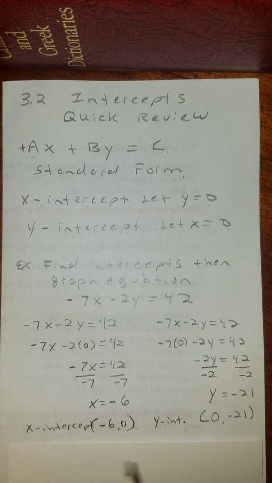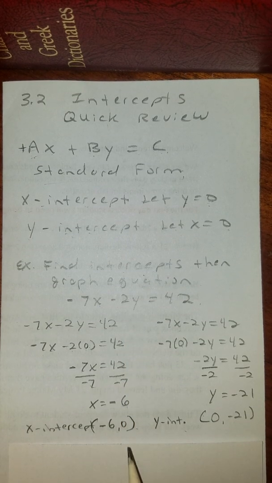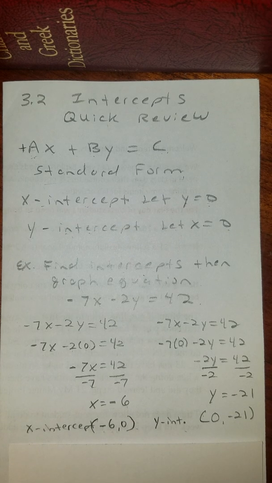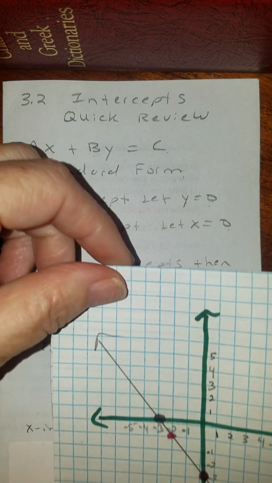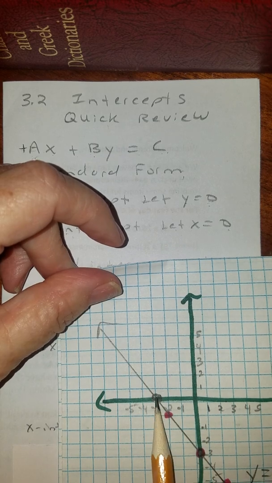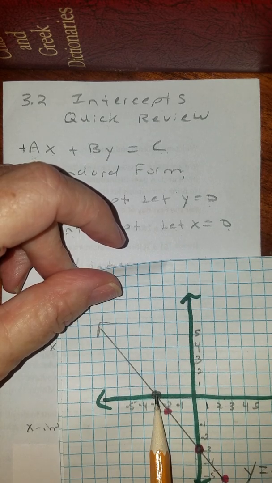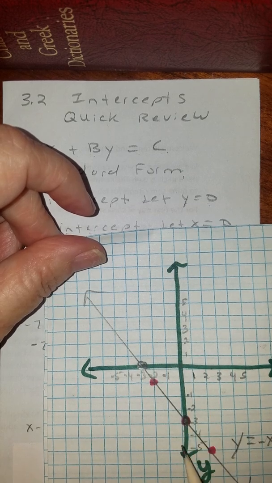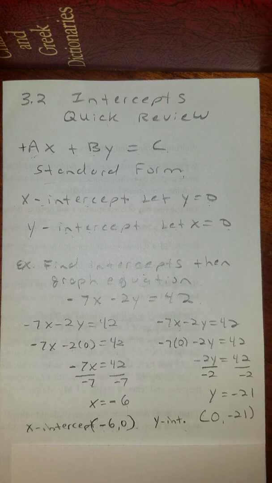Okay, so now we're ready. All you need is 2 points, right, to graph the equation of a line. So now that we have our 2 points, our x-intercept and our y-intercept, now remember, the x-intercept is the point where the line crosses the x-axis, and the point in which the line crosses the y-axis is the y-intercept. So watch what happens when we graph this.